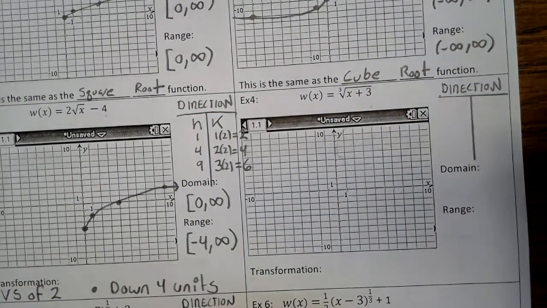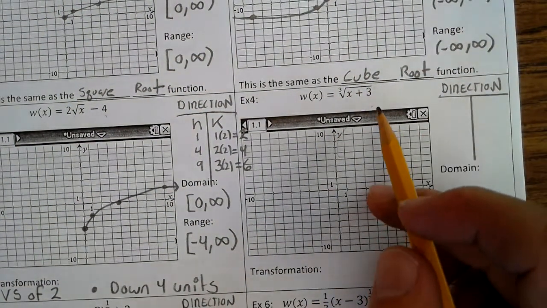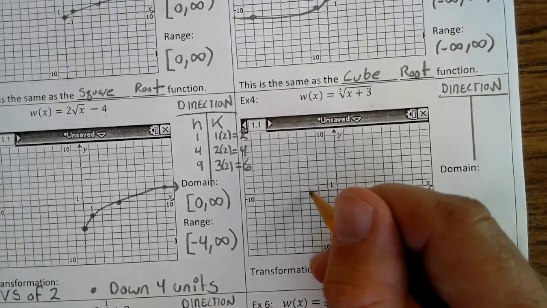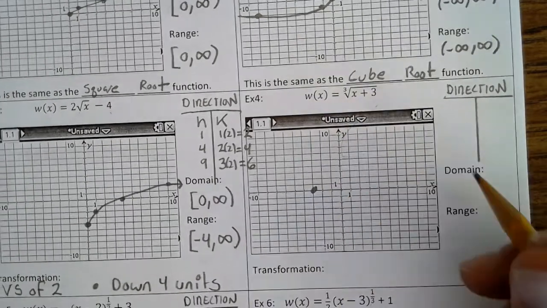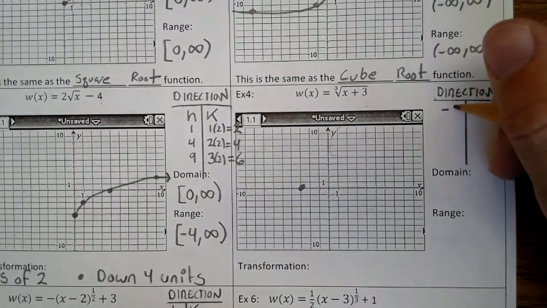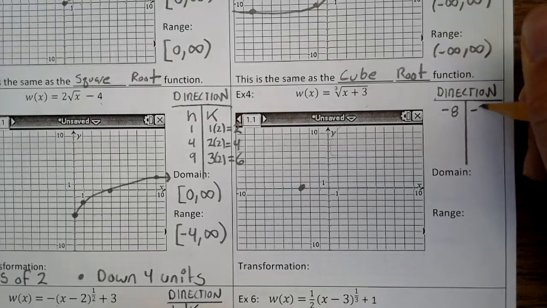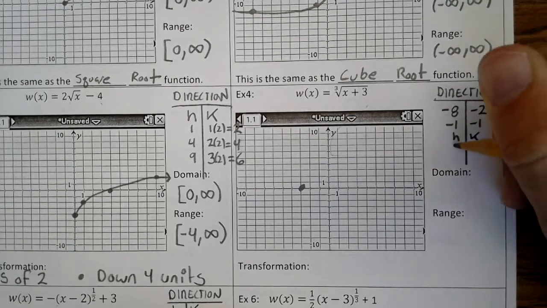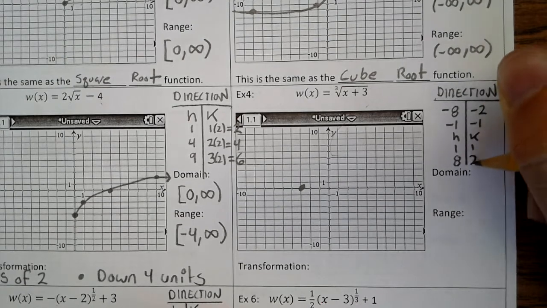All right, so we know first we move the vertex. Plus 3 moves, we move left 3. So 1, 2, 3. And then we graph by direction. So -8, -2, -1, -1, HK, 1, 1, 8, 2.